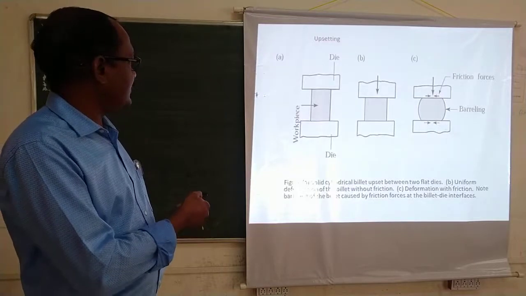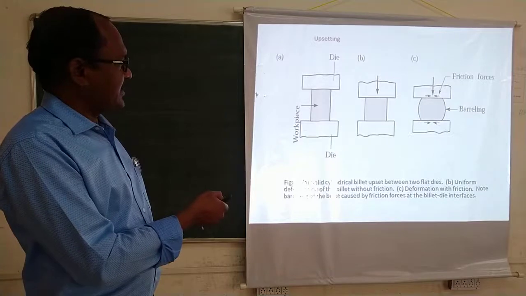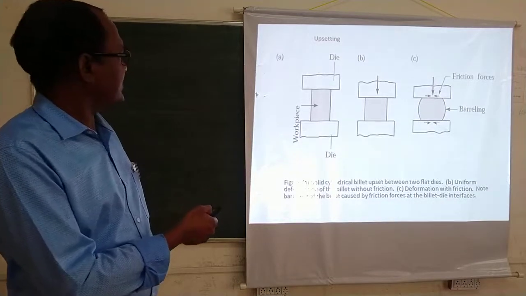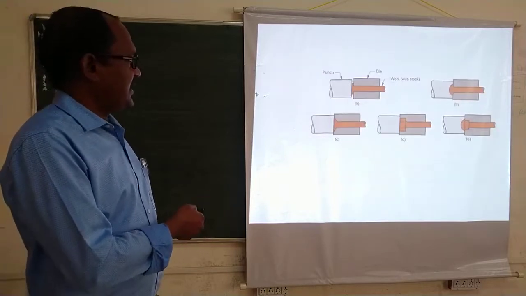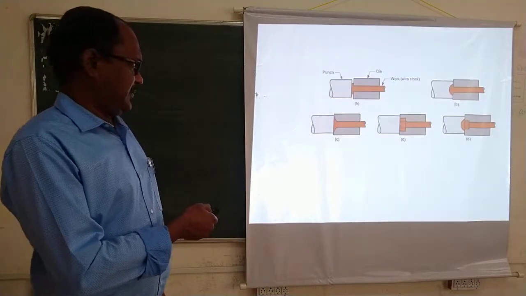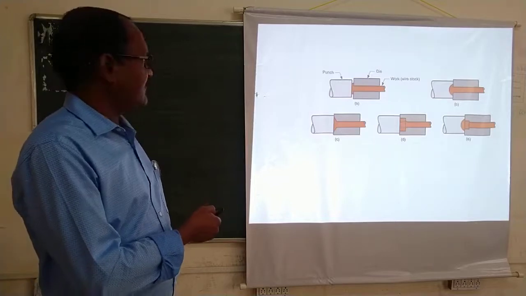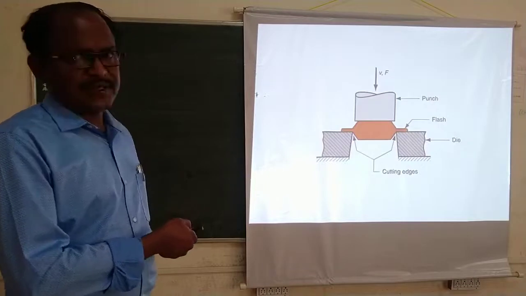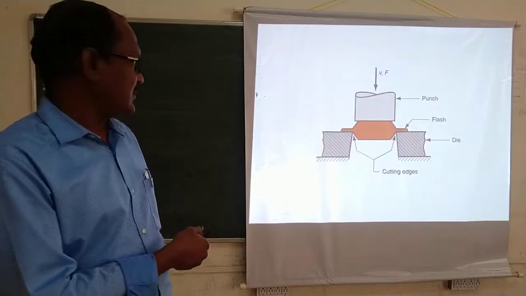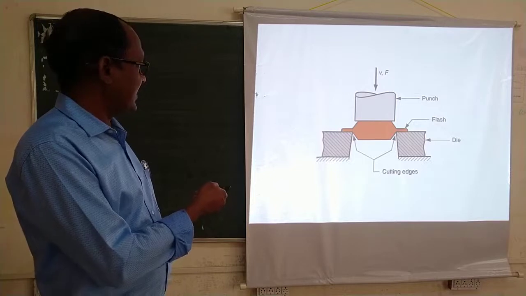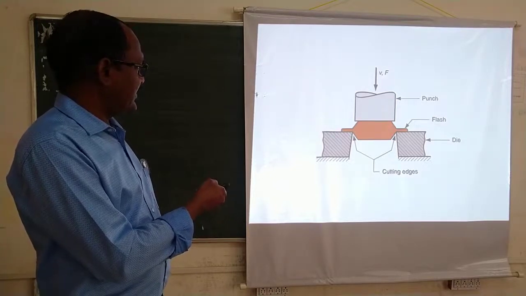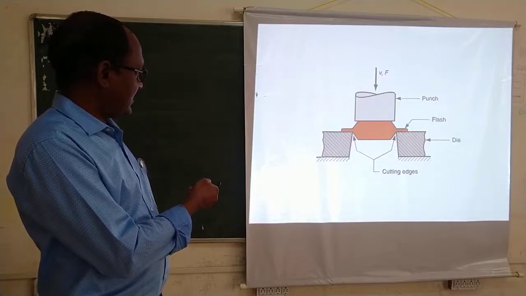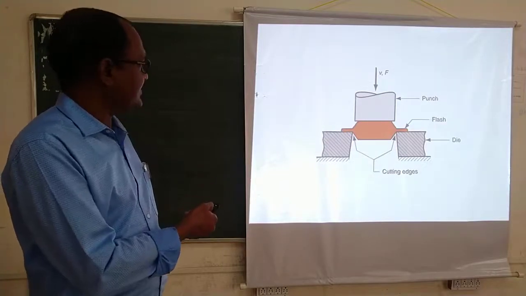So this is upsetting: how the length goes on reducing and the cross sectional area goes on increasing. This is the upsetting operation. This is the heading operation. When you are going to manufacture bolts, then the heading operation is used. This is the cutting operation. By means of dies, you are able to cut these flashes. How are the flashes cut? These are the two cutting dies and a punch. Apply the force, it presses downward and cuts the flash from the two sides.